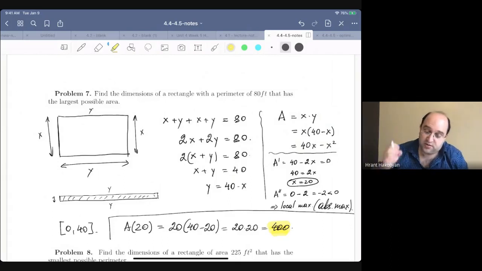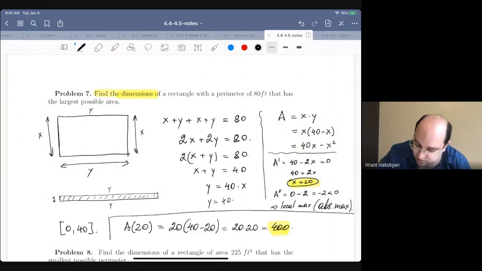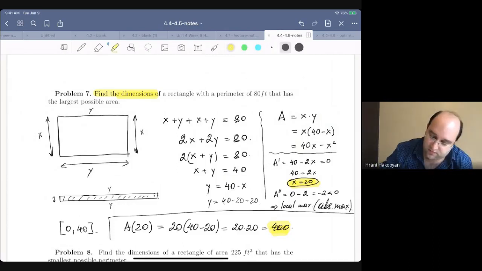And it happens where x is equal to y. Actually, you didn't need to find the largest possible area, you needed to find the dimensions. So the dimensions are x equals 20 and y is also equal to 20, since y is 40 minus 20, which is 20. So the largest area is attained for a square. Okay? Any questions?